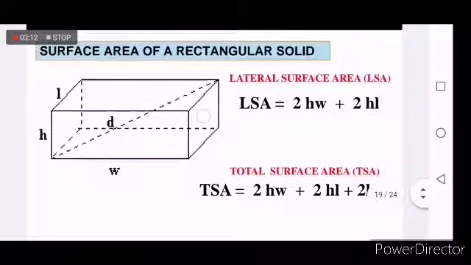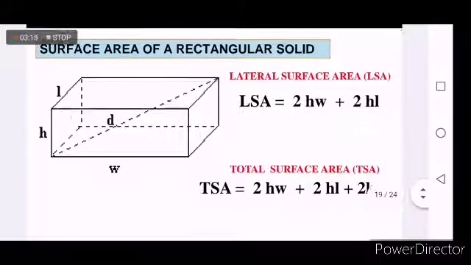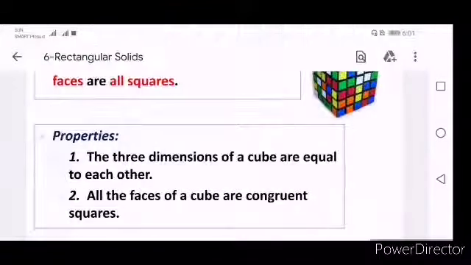Yung side naman natin, dalawang sides natin are length times height, correct? So, you just need to twice them. And last one, finally, is the top and bottom, which has the formula length times width. So, kung mapapansin nyo, kinuha lang lahat ng area. Yung mga similar, minultiply lang sa 2. While the lateral surface area, we will just consider the faces on the side of the solid.